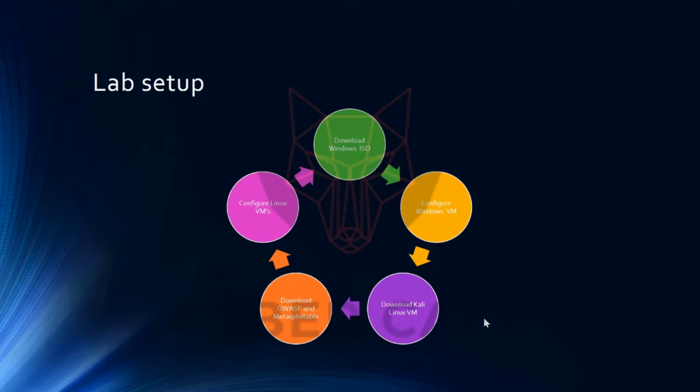And then we're going to configure all the Linux virtual machines: Kali Linux, OWASP and Metasploitable. By doing that, by the end of this section, we should have a lab up and running. So let's start with the first step, which is downloading Windows ISO images.